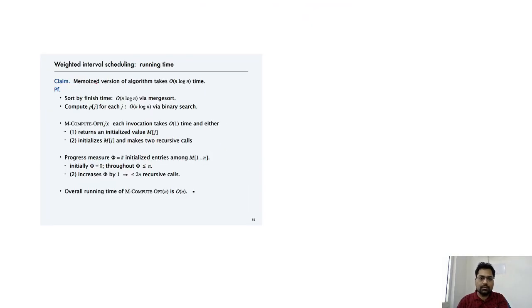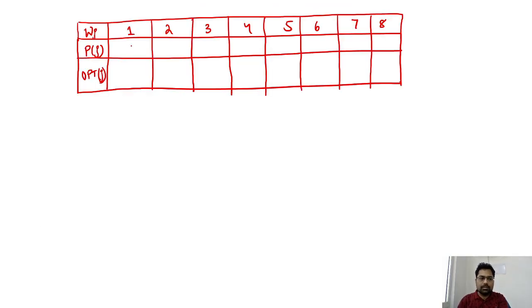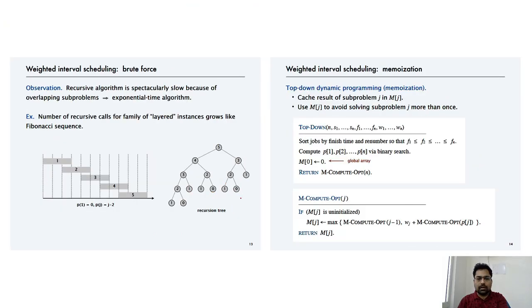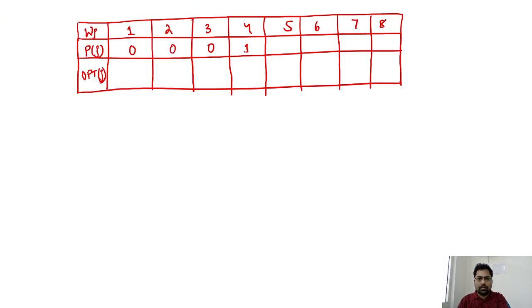Now I just want to write it properly. So 0, 0, 0, then 1, 0, 2, 3, 1.